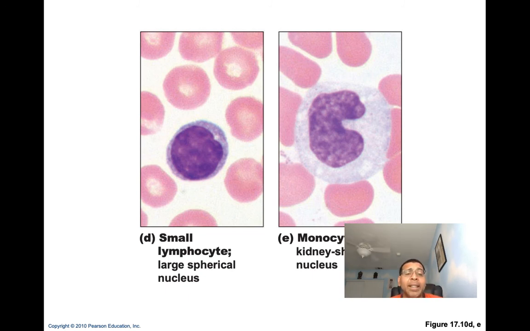Our B lymphocytes go on to become plasma cells. Plasma cells then are responsible for producing antibodies. You'll learn about antibodies in microbiology. Antibodies protect us against foreign antigens.